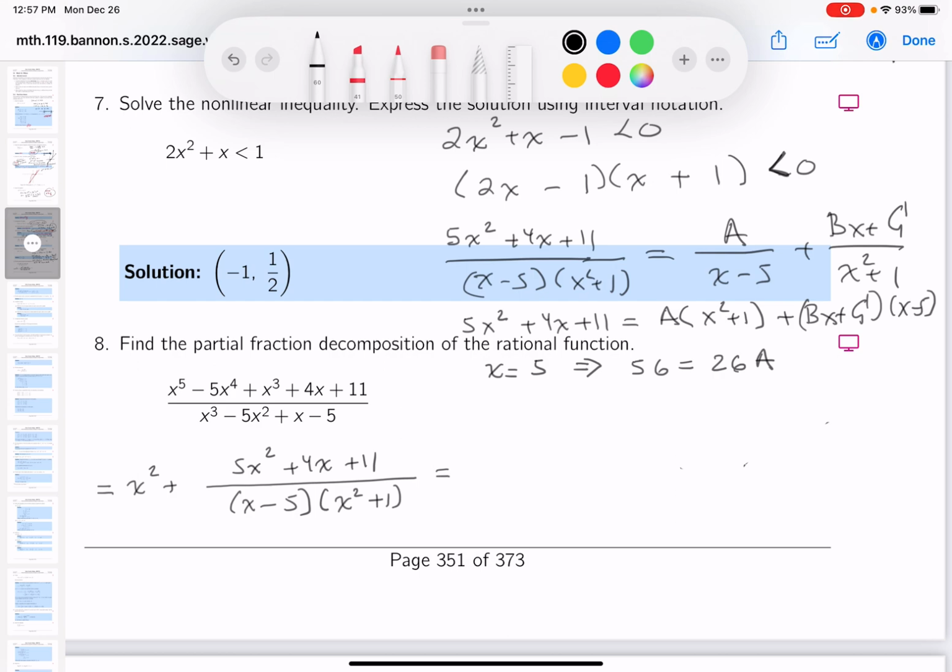Let's write this down. A is going to be, let's see, 56 over 26. And that's going to be what? We're going to divide through by 2. That's 28 thirteenths. All right, let's pick another number. Let's pick x to be, I don't know, 0. Let me just say with the first one, I want to make sure I did that right.